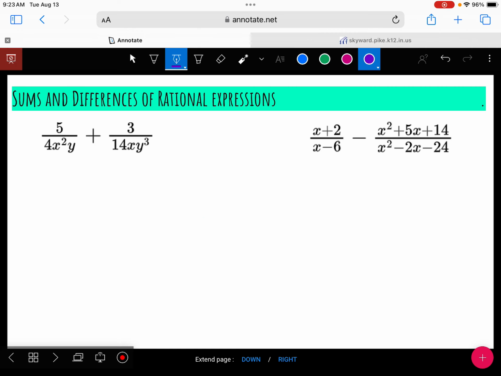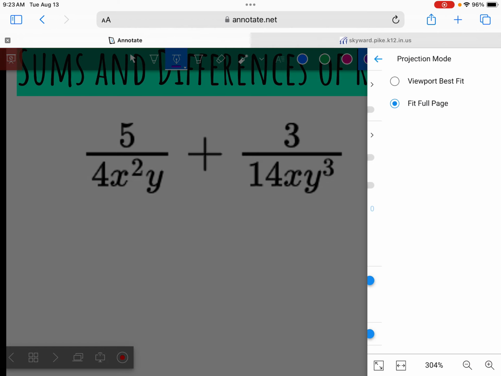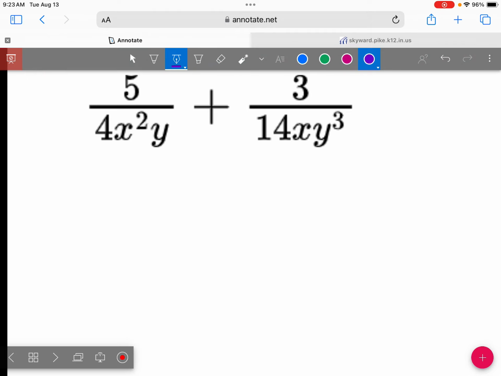Woohoo! All right, starting with the left one. I'll zoom it in because I know especially with these rationals, they get very small. So here's our first one. We've got 5 over 4x squared y plus 3 over 14xy cubed.